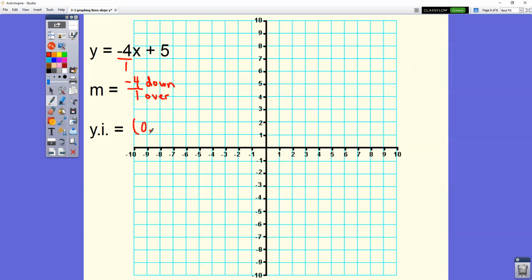And we're starting off at 0, comma 5. So again, that first point is always somewhere on the y-axis. 0, comma 5 is right here. Starting there, we need to follow this pattern. Down 4 over 1. Down 4 over 1. Connect our dots. It should form a straight line. Put your arrows on the ends of your line and label your line.